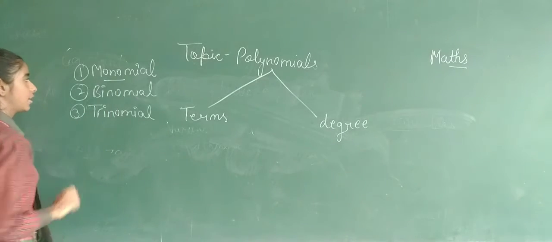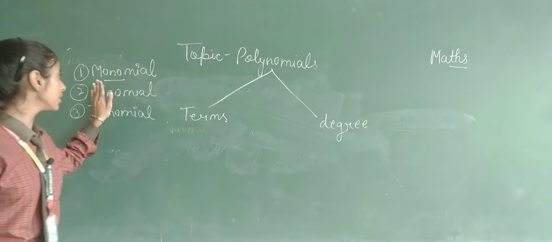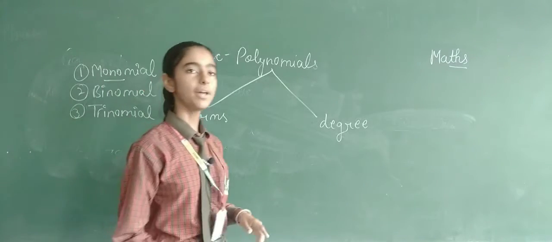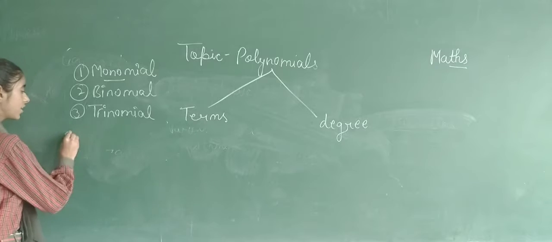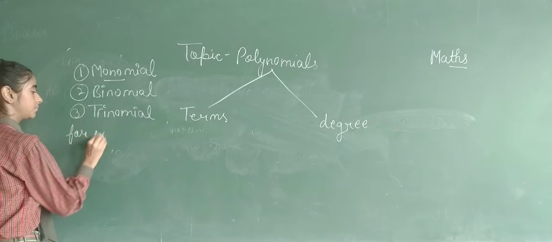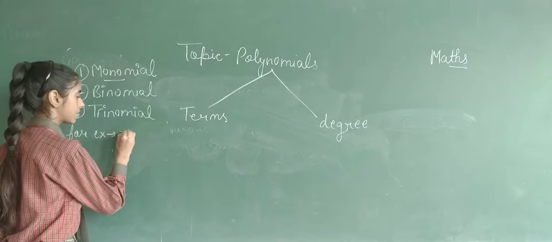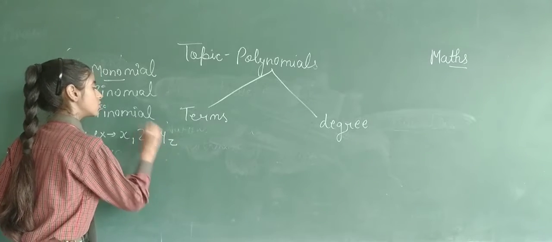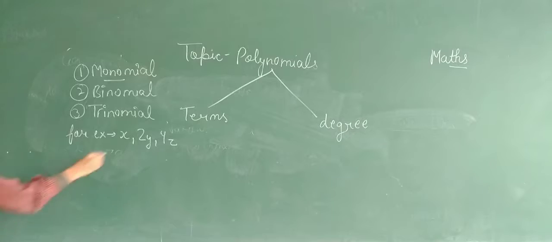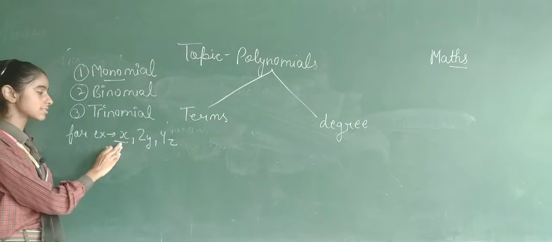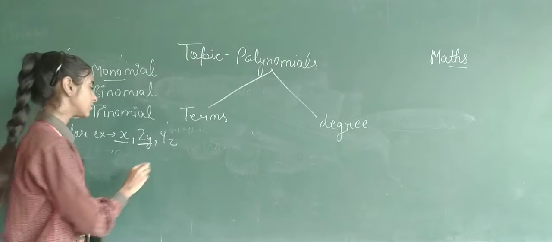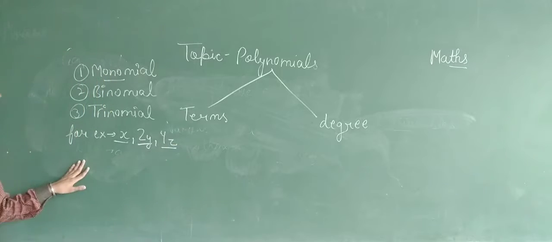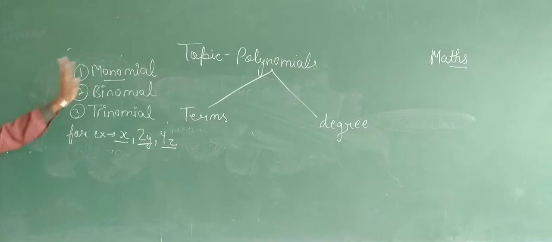So what is monomial? Monomial contains only one term. How many terms? One term. For example, x, 2y, 4z. So friends, you can see that there is only one term. First one is x, second one is 2y and third one is 4z. So we can say that it is a monomial.